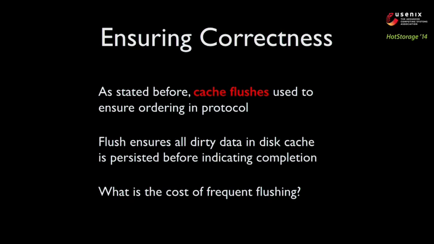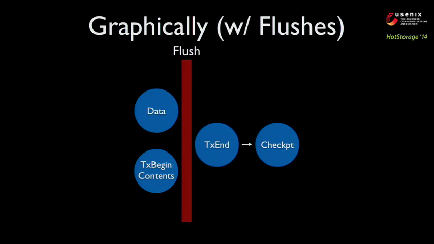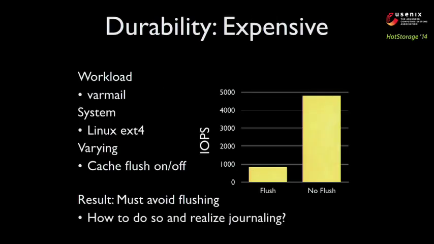Okay, so as we stated before, we're going to use cache flushes in this protocol in order to guarantee ordering. A flush again ensures all dirty data in a disk cache is persisted before it indicates completion. So that means at this point we're going to do a flush, and at this point we're going to do a flush. So that's a lot of flushing for just a simple little update, and there's a big cost to it. It's really expensive to do this.